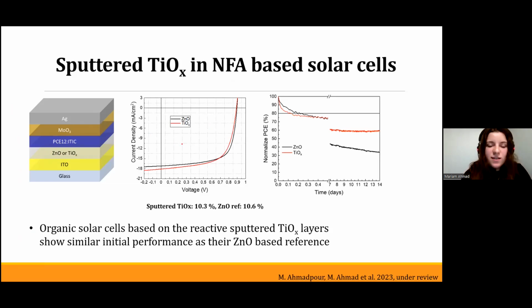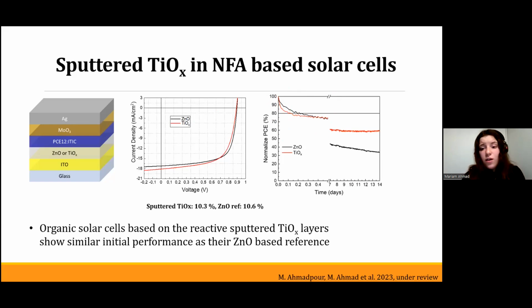Here we have the JV characteristics for both, and we see that the initial device performance is quite similar for devices with both ETLs. The maximum PCE was 10.6% with the zinc oxide and 10.3% with the sputtered titanium oxide. But then if we look at the stability study, so this is the stability of encapsulated devices in air at room temperature that were continuously exposed to one sun illumination. And if we look at the initial stability, we see that the burn-in degradation is quite similar for both kinds of devices, and that is probably just due to the initial degradation of the active layer materials themselves.